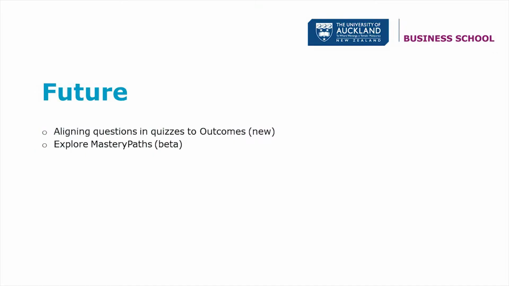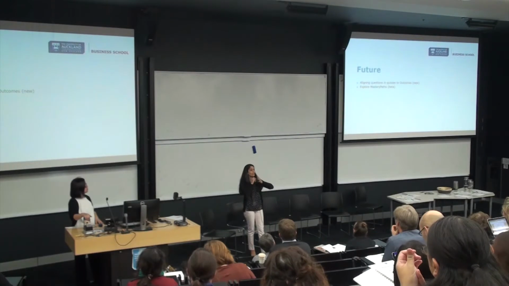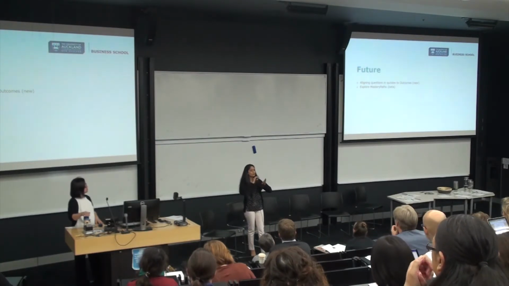The good news is that Canvas has just launched a new feature which helps me align specific questions in quizzes to the learning outcomes. So that might be something we'll trial. And then we are also exploring the mastery paths, which is designing custom assessments for students and mapping out specific parts for different students to help them achieve outcomes. Again, a beta feature that we'll be looking at.